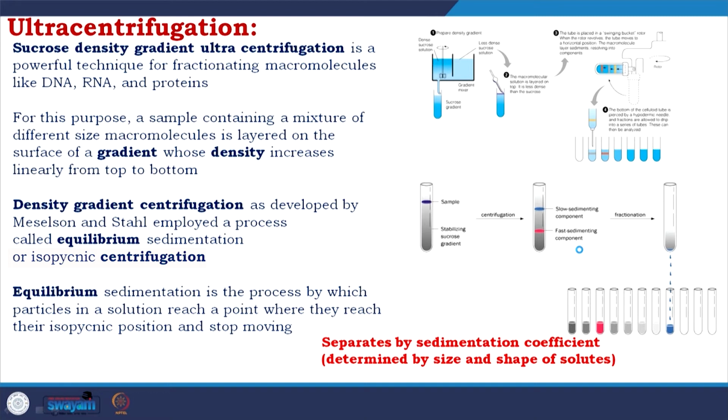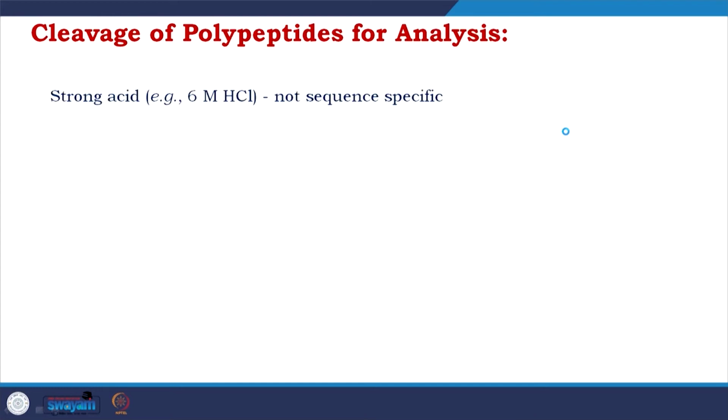If you remember, in ribosome you say 60S, 80S, 40S, 50S, 23S. These S is the Svedberg unit. This is the sedimentation coefficient. So, how would a protein or polypeptide be cleaved for further analysis?